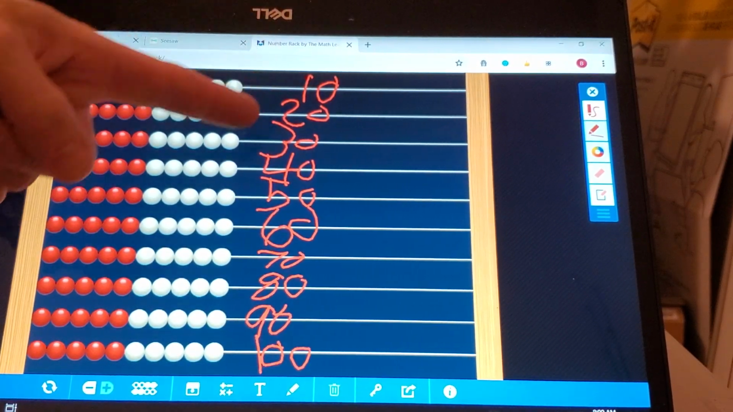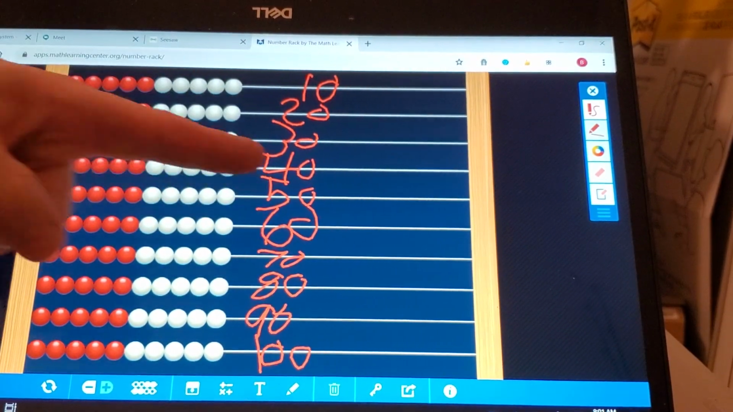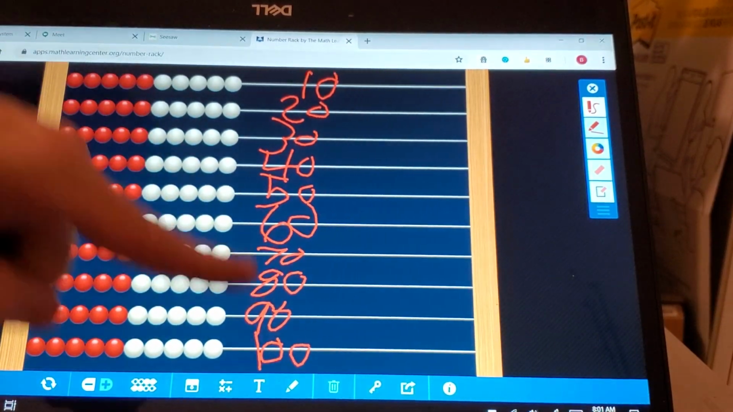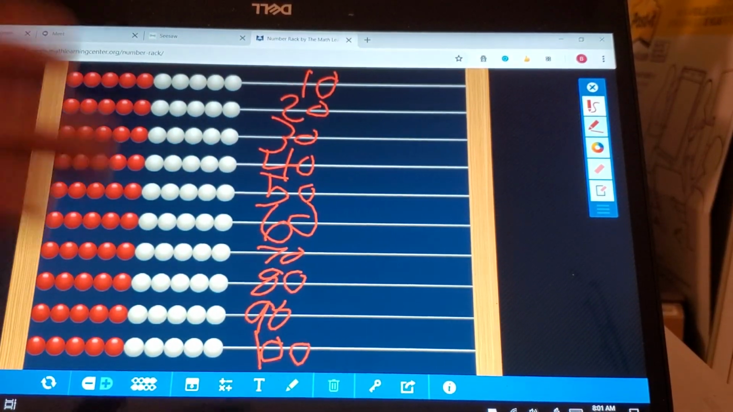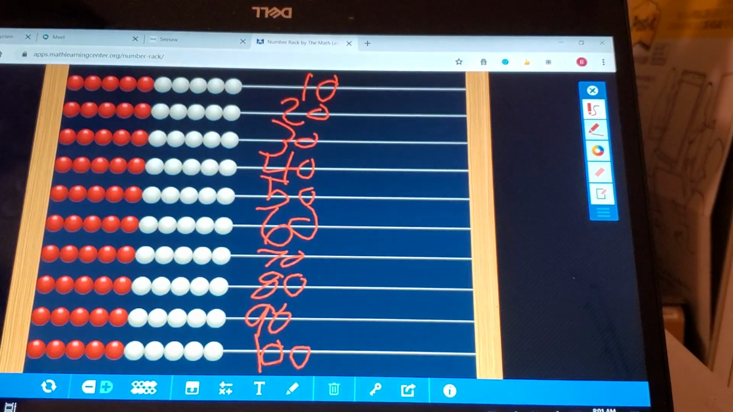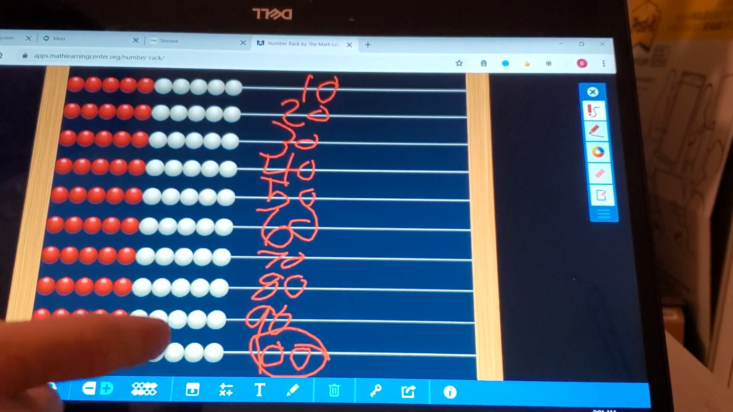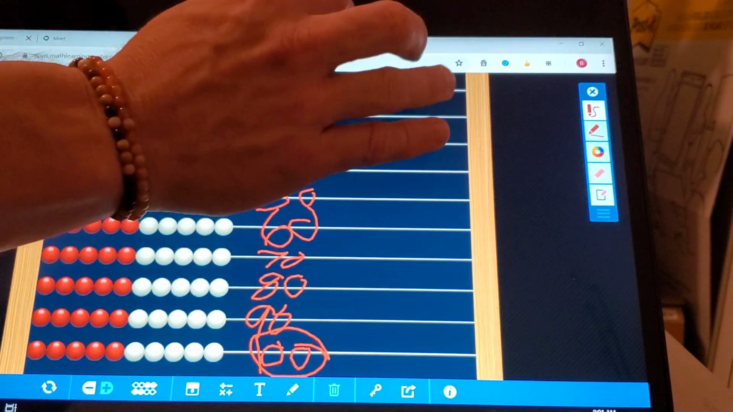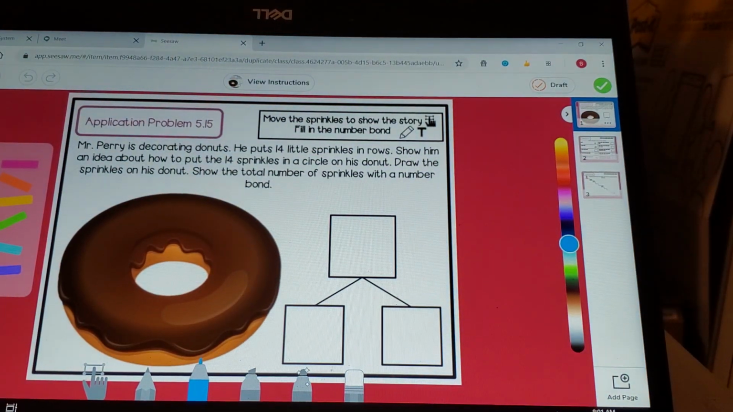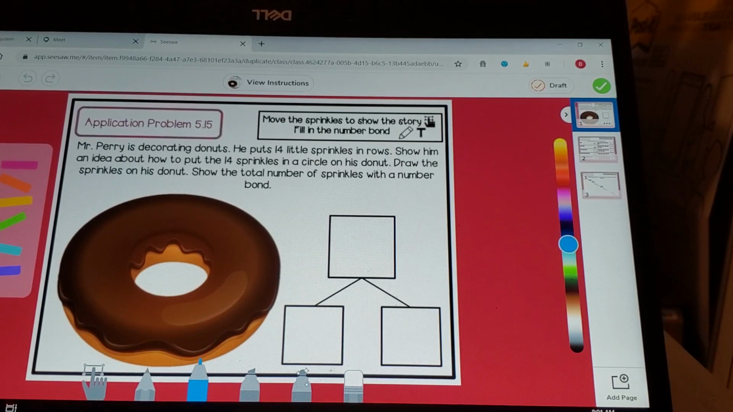Look at that. 10, 20, 30, 40, 50, 60, 70, 80, 90, 100. Wow. Way to go. Using a rekenrek, counting by tens to get up to our number 100. I'm so proud of you guys. Let's get the rekenrek out of here. And we're going to now take a look at your Seesaw activity.